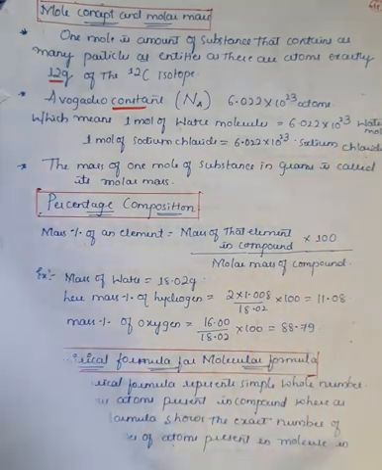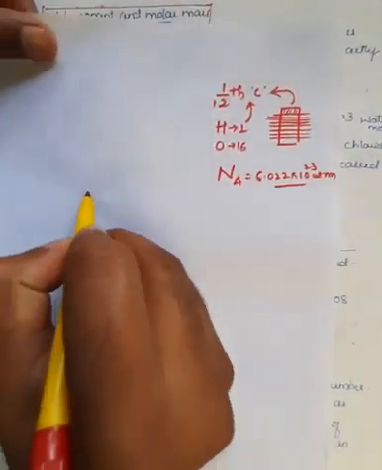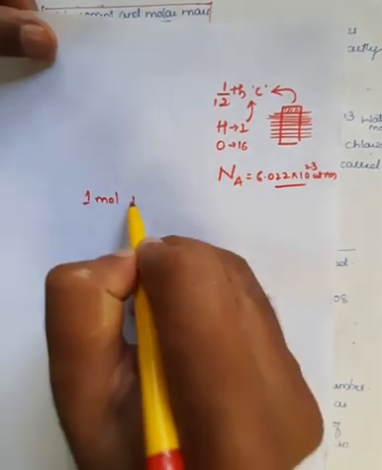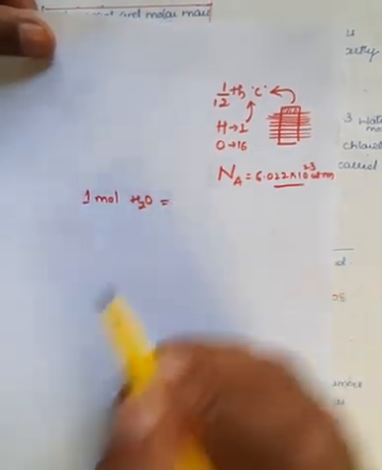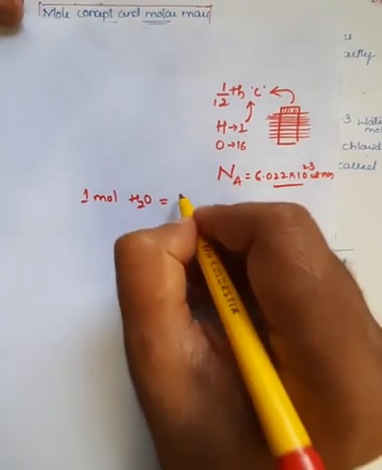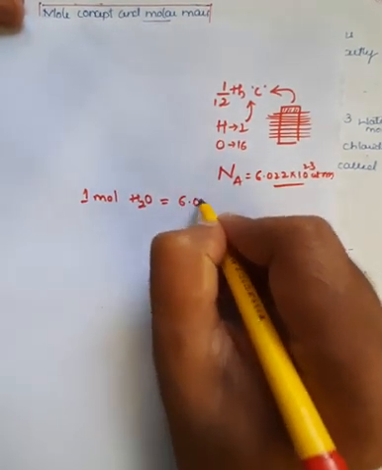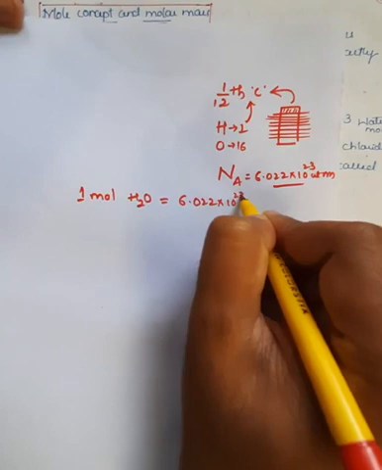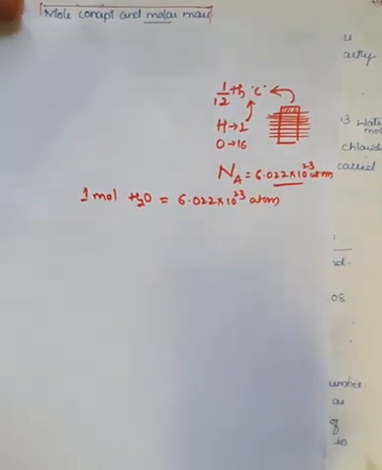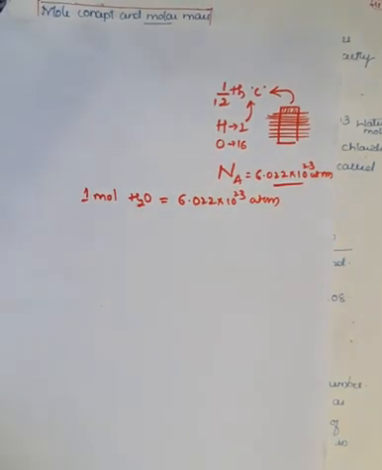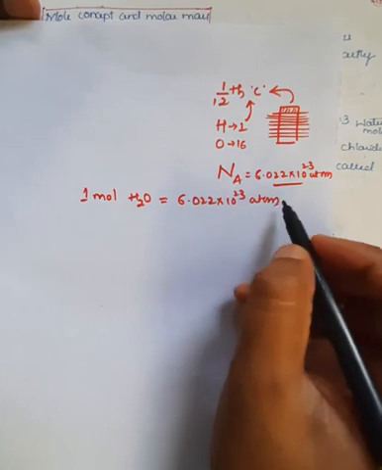For example, if I take H2, that is 1 mole of H2. So 1 mole of H2 consists of 6.022 × 10^23 atoms. If you take any element, substance, or compound, 1 mole of it is made up of 6.022 × 10^23 atoms.